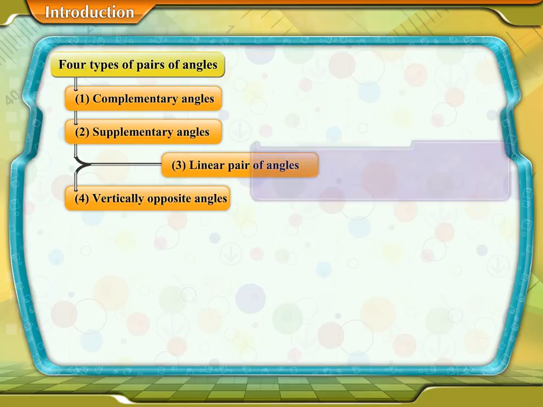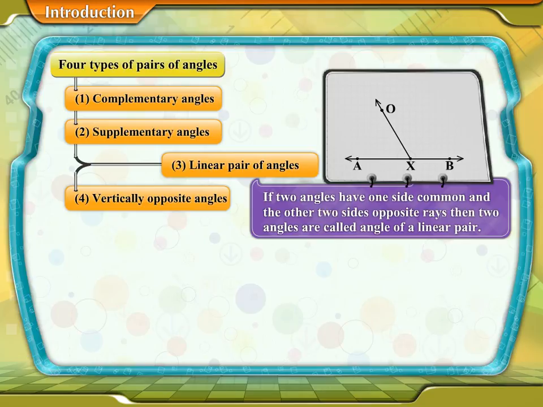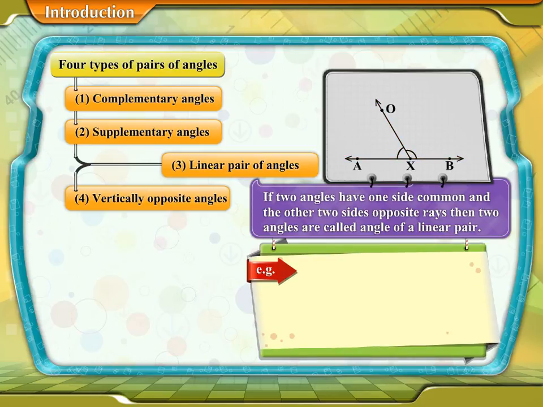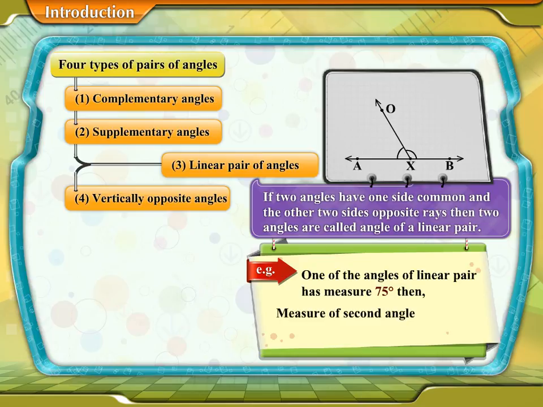Linear pair of angles. If two angles have one side common and the other two sides are opposite rays, then the two angles are called angles of a linear pair. For example, if one of the angles of a linear pair has measure 75 degrees, then the measure of the second angle is 180 degrees minus 75 degrees, which is equal to 105 degrees.